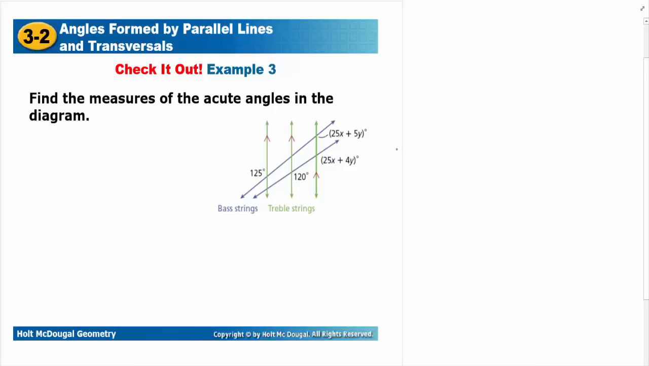Okay, final example here. You're going to find the measures of the acute angles in the diagram. So what you'll notice on this one is we actually have two transversals. So they are two different sets of problems. This is, again, transversal 1, and this is transversal 2. Here, there's two of them.